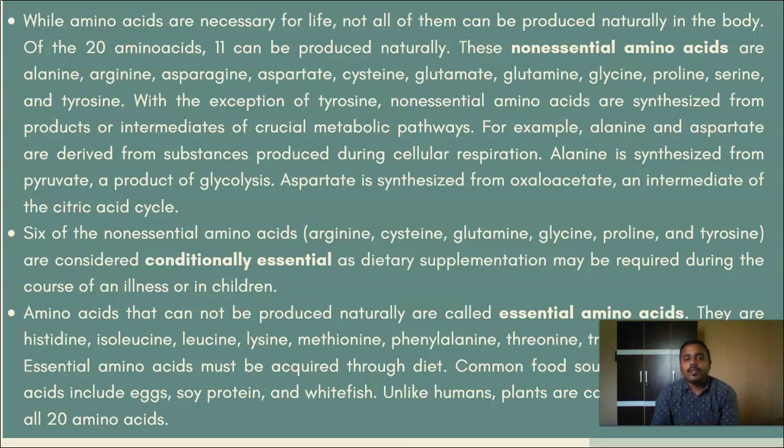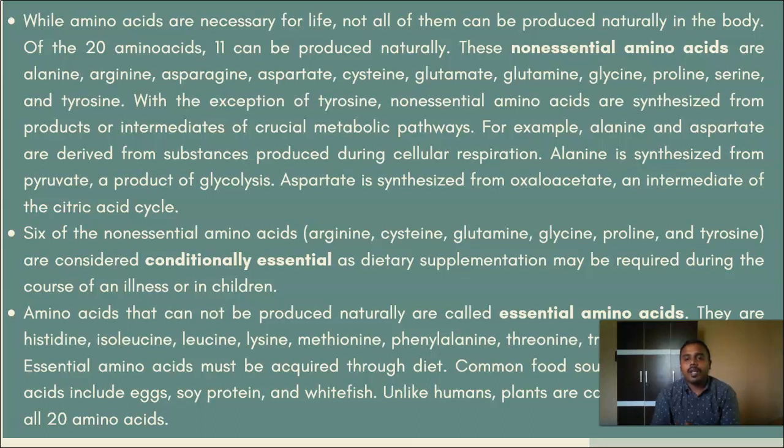So with the exception of tyrosine, out of these 11, the remaining 10 non-essential amino acids are basically synthesized from products or intermediates of crucial metabolic pathways. So we know that there are a lot of metabolic pathways going on in our body. From these metabolic pathways, either as a product or as an intermediate, we are going to synthesize all these non-essential amino acids. I'll give you an example.